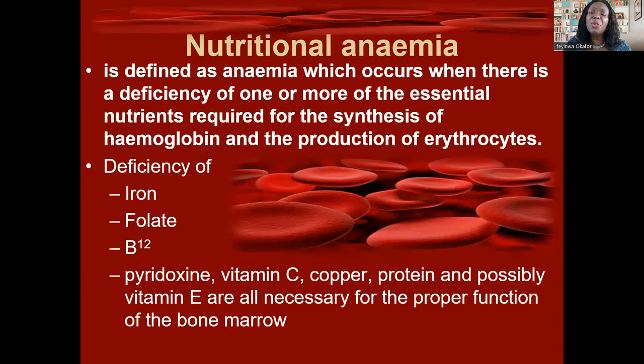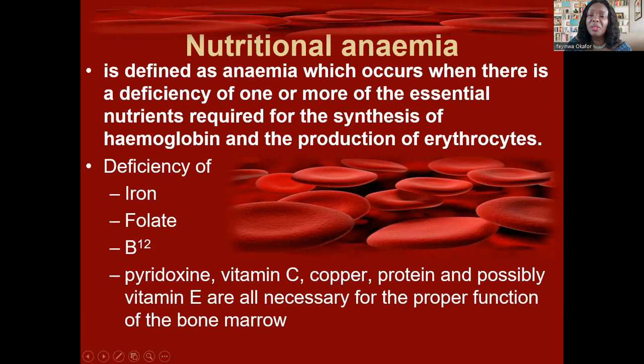Now, let us look at nutritional anemia. Nutritional anemia is defined as anemia which occurs when there is a deficiency of one or more of essential nutrients required for the synthesis of hemoglobin and, of course, production of erythrocytes. Remember we said one of the things that can cause anemia is impaired production of red blood cells. So nutritional anemia is a form of anemia that can develop as a result of impaired production of red blood cells because of inadequacy of nutrients that are needed to produce these red blood cells.